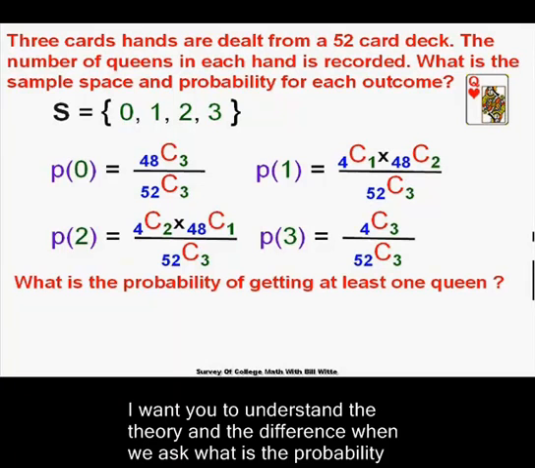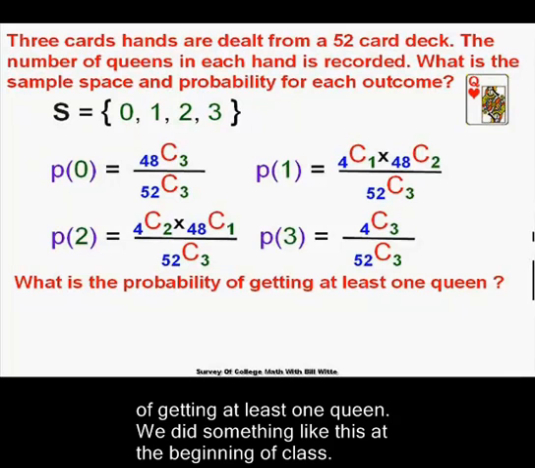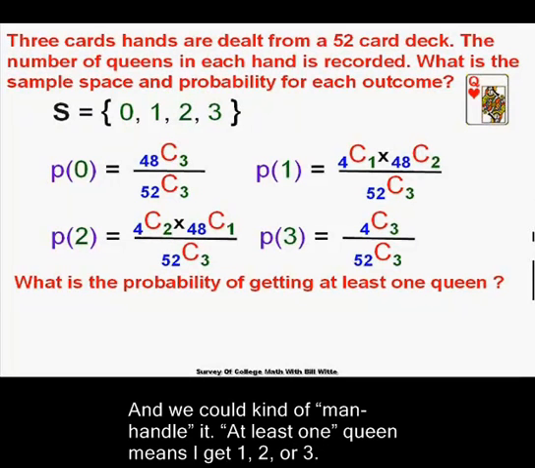Now how about this one? Same thing. What is the probability of getting at least 1 queen? Now this is our review. At least 1 queen means either 0 or 1. We'd have to add that, put that into the calculator. Ouch.